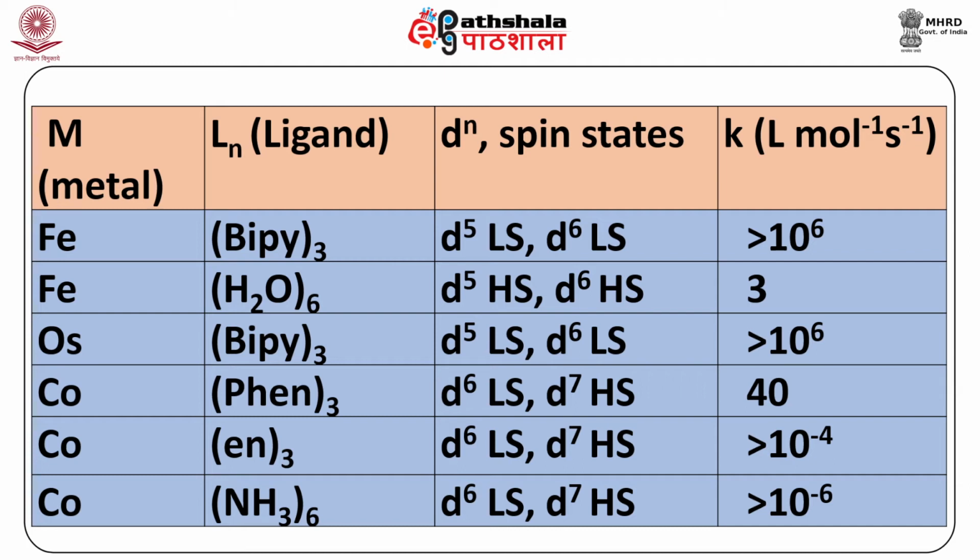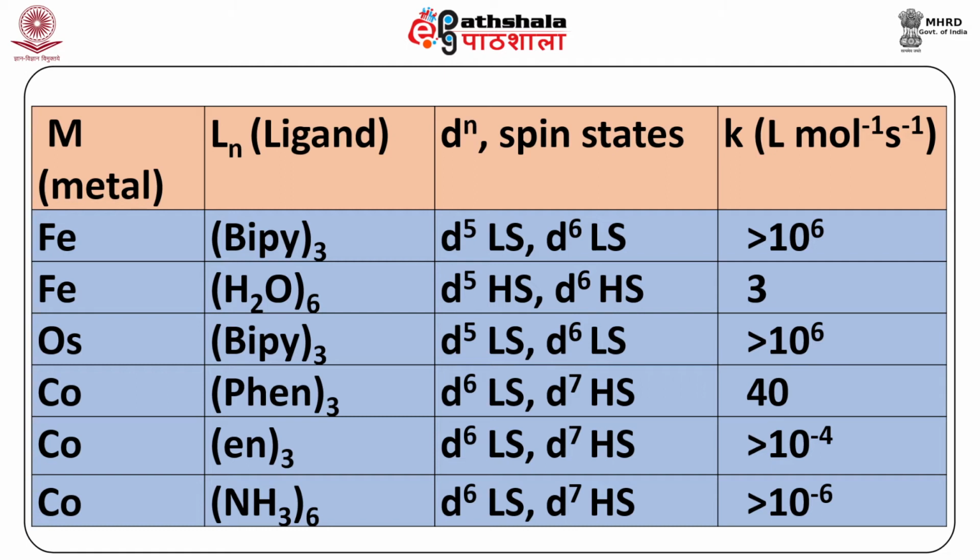On the other hand, if the metal is iron and the ligand is H2O, there are 6 H2O ligands attached, and now the d5 complex, iron 3+, is high spin, as well as the d6 complex where the iron is in the +2 oxidation state. Both are high spin, and for this reaction the rate is just 3, much slower than that of the bipyridyl substituted iron complexes.